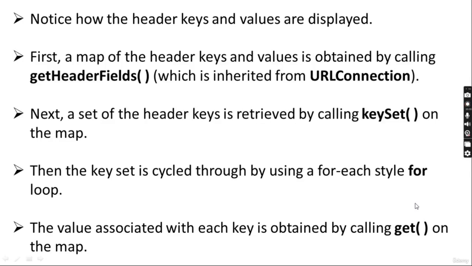First, the map of the header keys is obtained by using getHeaderFields, so that all the information is stored into that map object, which is inherited from the URLConnection class. Next, a set of header keys is retrieved by calling keySet on the map. Then the key set is cycled through by using a for-each style for loop. The value associated with each key is obtained by calling get on the particular map.